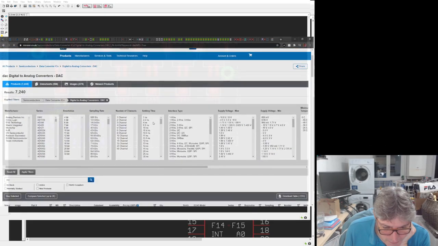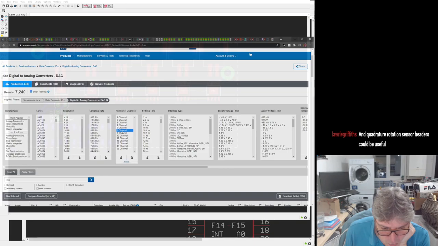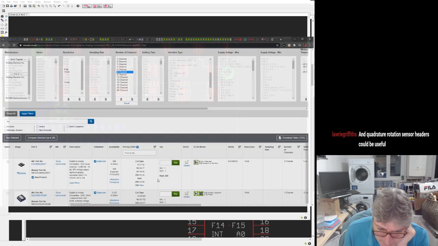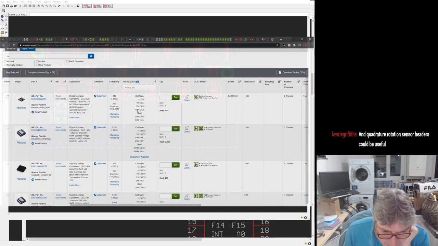There is a large choice. So if we went for, say, a 6-channel, so we had a channel for each of the motor drivers to control the VREF, the current sense, or we could control every two if we wanted. Say we went for 6, there's probably not many of those. What have we got here?